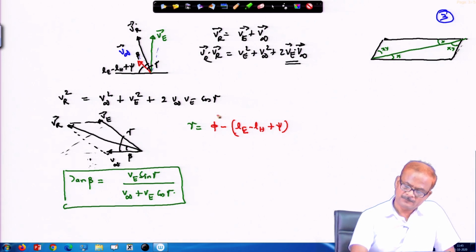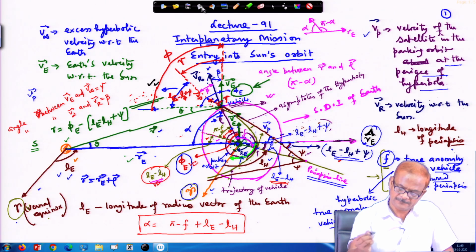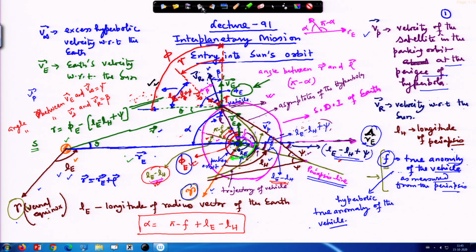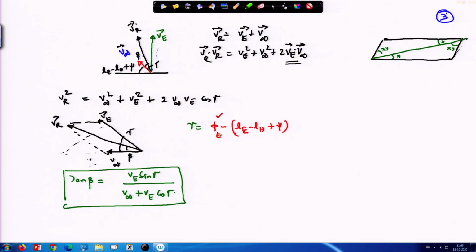So, therefore, phi is known to us, and perhaps we have written it phi or phi earth. Let me check. I have indicated here as phi e. So here also I will write this as phi e. So, this is your phi e. So, phi is known to us, L e, L h and psi, all these are known, and therefore gamma becomes known. So gamma is known, and therefore beta can also be estimated. So all the angles this way can be estimated.